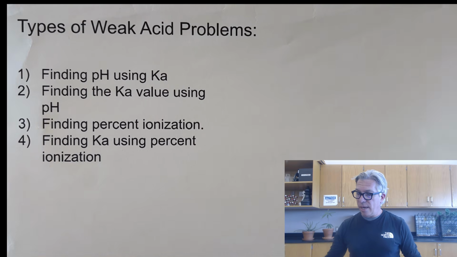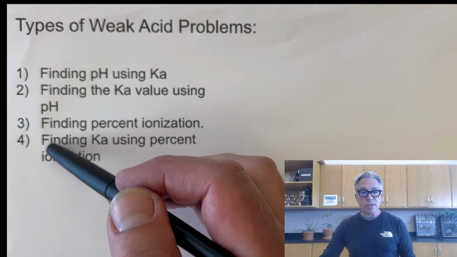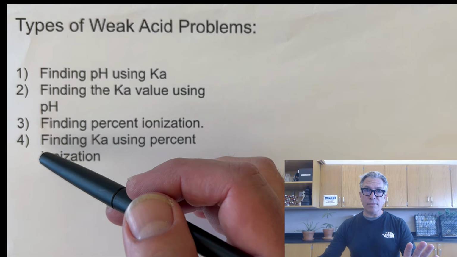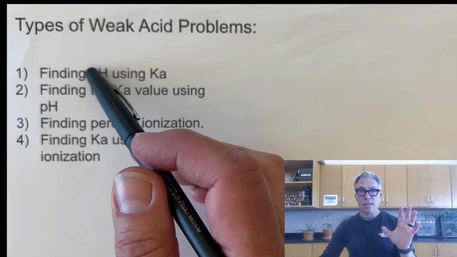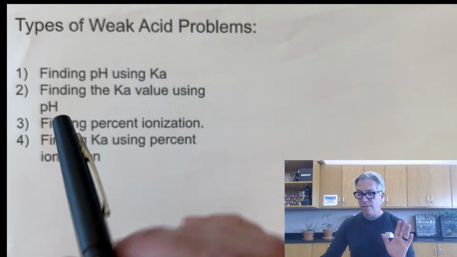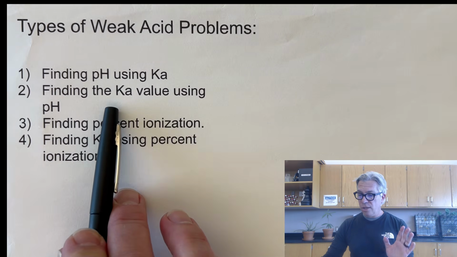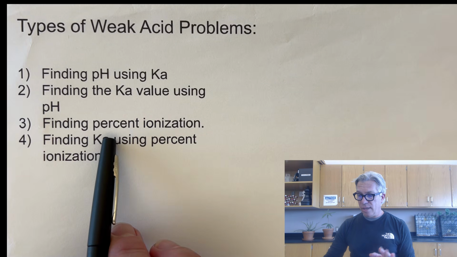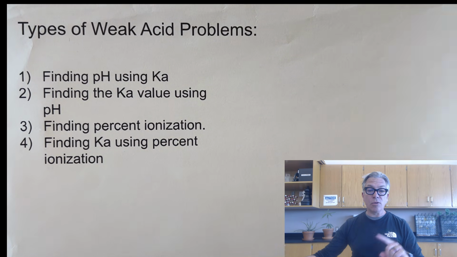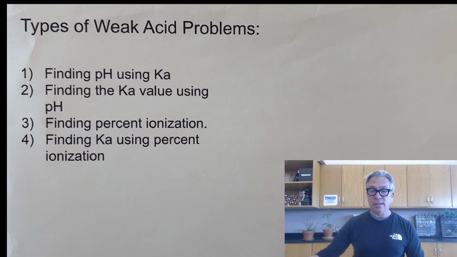In our video on weak acid problems, I actually did 4 different kinds. Today, I'm only going to do one of them, and that's the first one. If you need examples of finding the Ka value using the pH, finding percent ionization, or the Ka using percent ionization, you can go to that video on weak acid. You'll find it in the Unit 8 playlist. Okay, typical problem you're going to see.